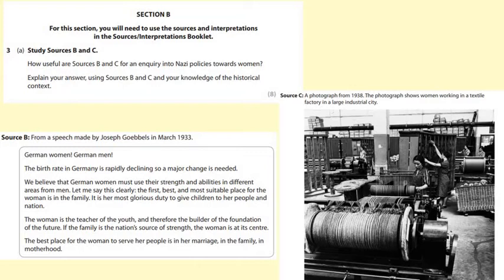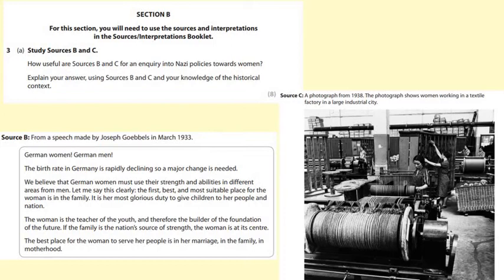German women, German men. The birth rate in Germany is rapidly declining, so a major change is needed. We believe that German women must use their strength and abilities in different areas from men. Let me say this clearly. The first, best and most suitable place for the woman is in the family. It is her most glorious duty to give children to her people and nation. The woman is a teacher of the youth and therefore the builder of the foundation of the future. If the family is the nation's source of strength, the woman is at its centre. The best place for the woman to serve her people is in her marriage, in the family, in motherhood.